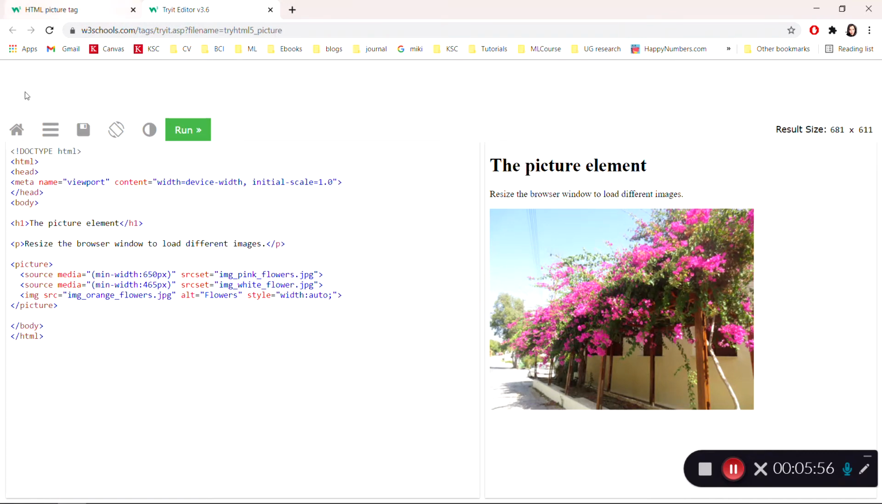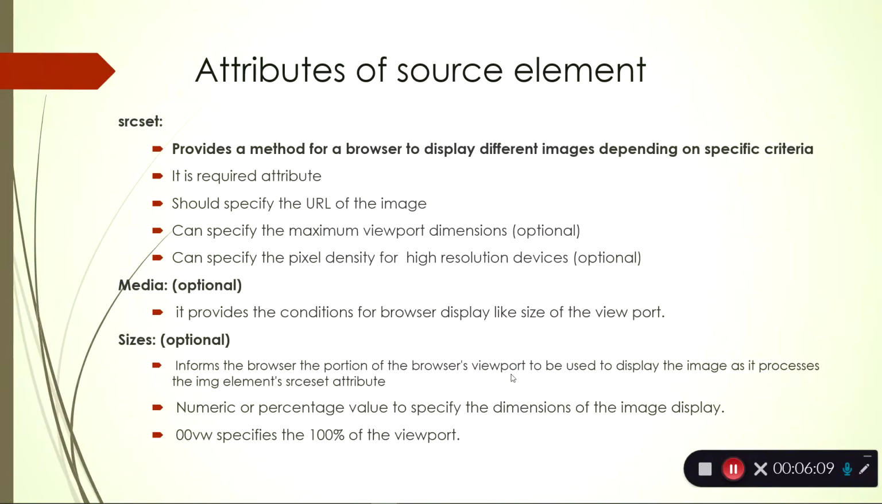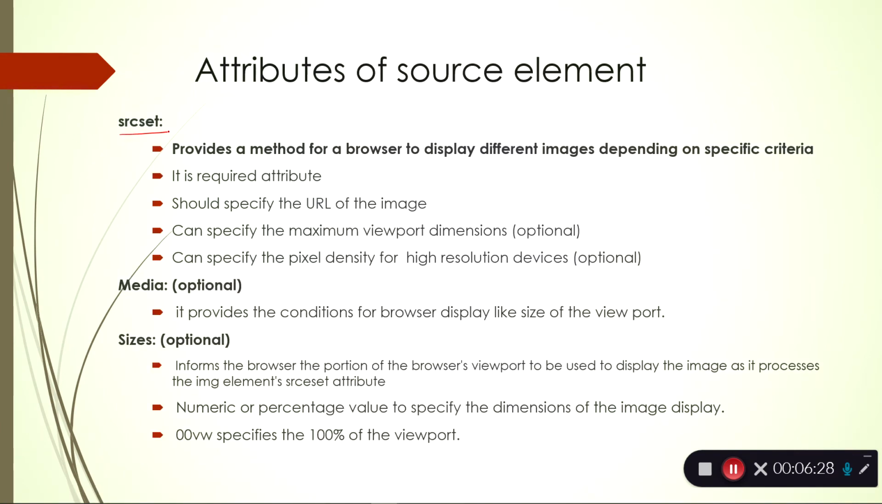So this is how we can use the picture element with source and image to display multiple images according to the size of the display device. That is the use of the picture element. I have explained the source attribute as well, which can have the src attribute, srcset attribute, media attribute, and sizes attribute.